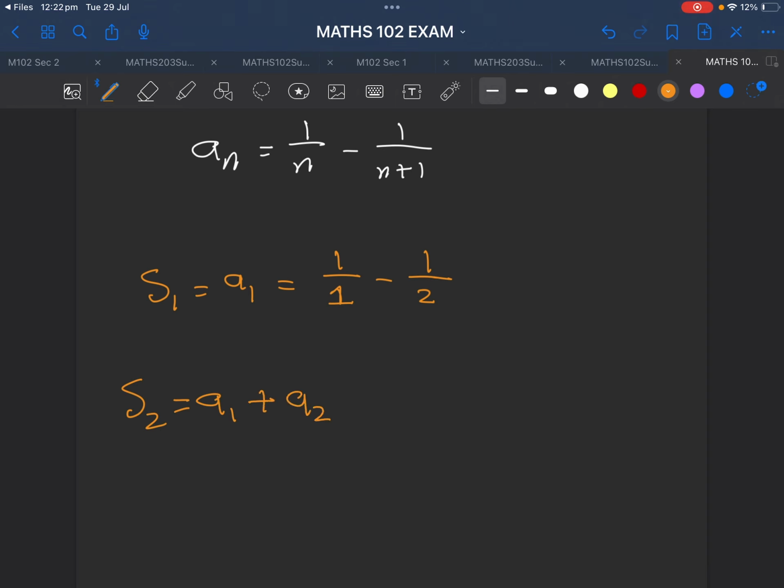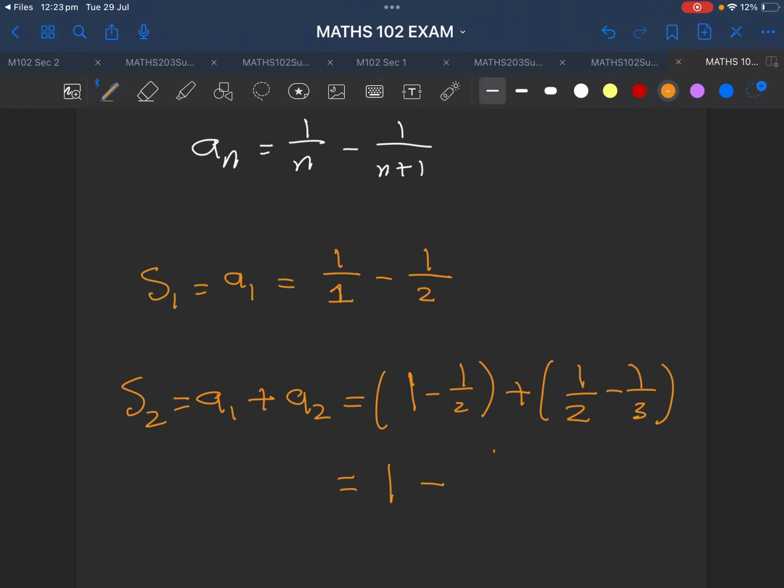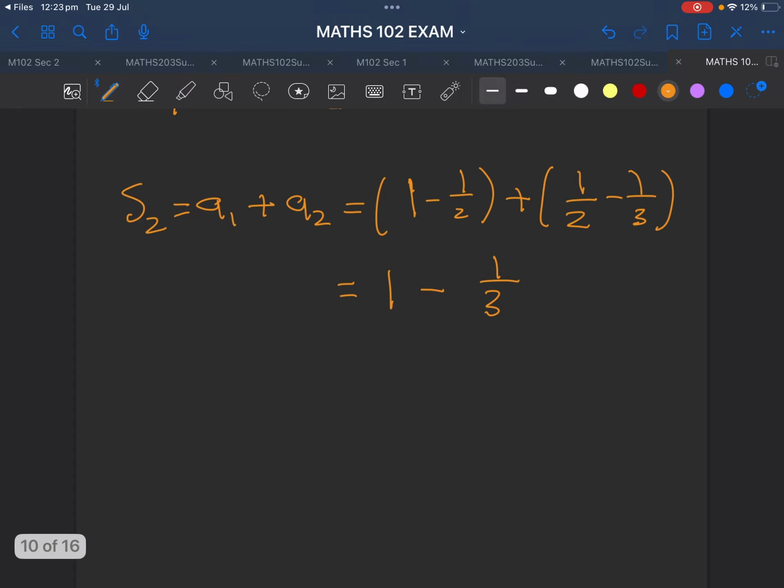However, S2 is a_1 plus a_2. What is a_1? It is 1 minus half, plus, now if we substitute 2, we get half minus 1 over 3. Now you can see the cancellation. Everything in the middle will cancel. The only ones that will survive are the first one and the last one.